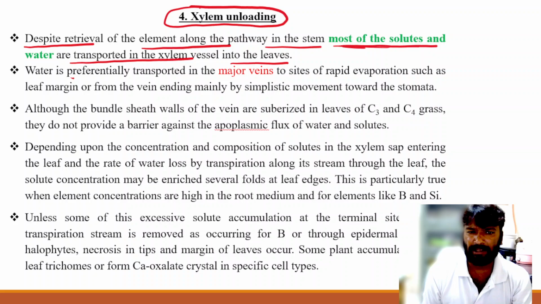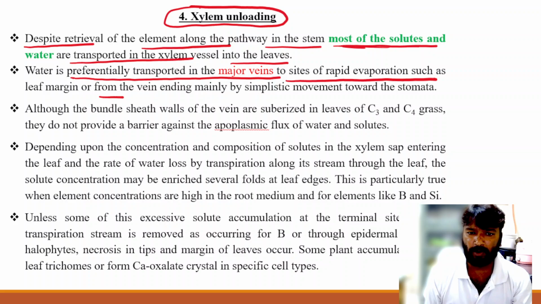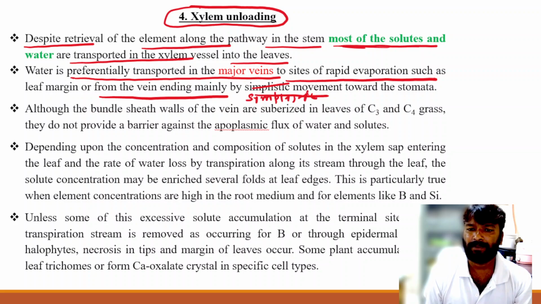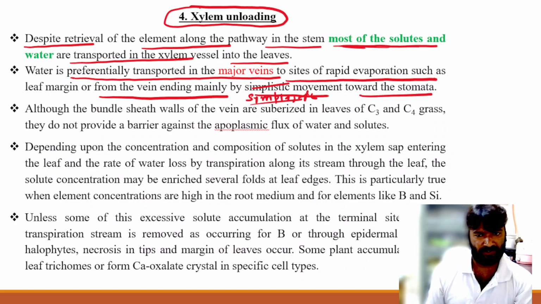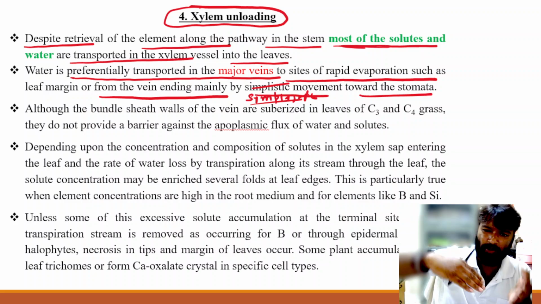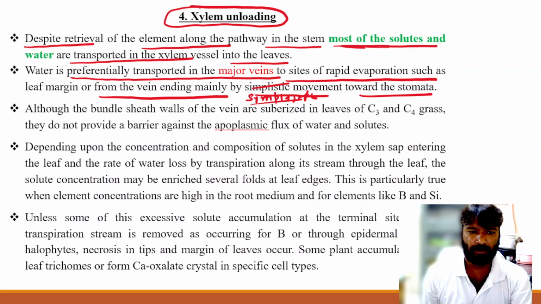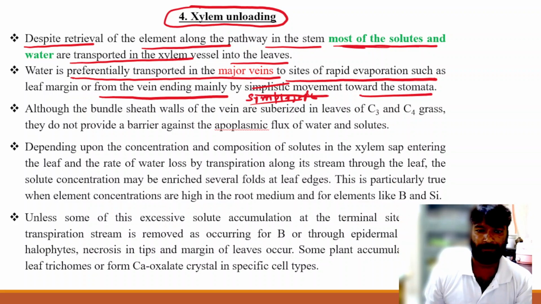Water also comes along. Water is preferentially transported in the major veins to the sites of rapid evaporation such as leaf margins, or from the vein endings, mainly by symplastic movement toward the stomata. So water will keep moving to the leaf margins and the leaf vein endings.